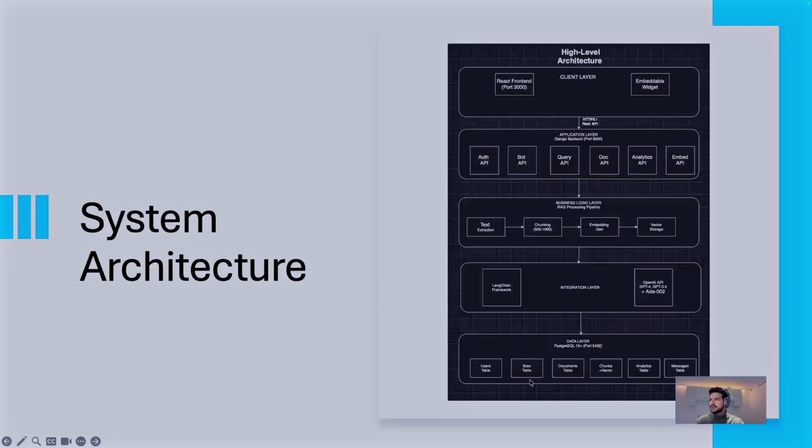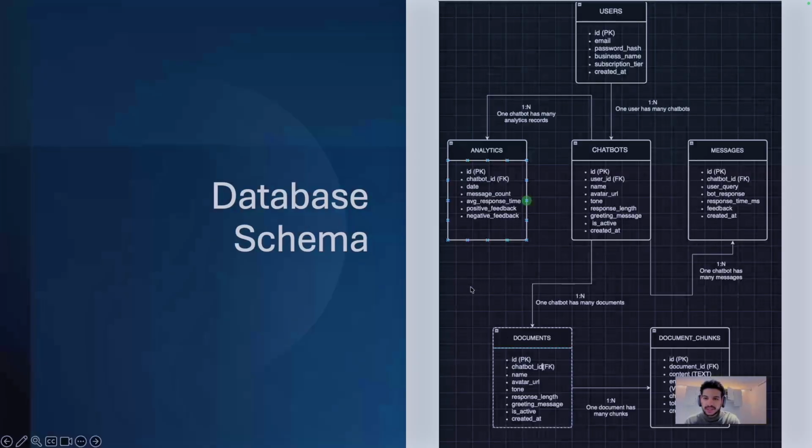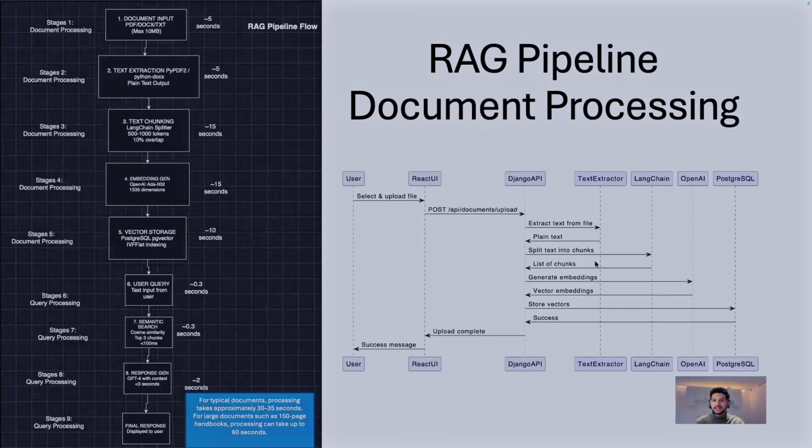Then I have the user table, bots table, document table, chunks vector for the documents, analytics table, and message table. Here you can see the database diagram, where at the center we have the chatbase. A user can have many chatbases. A chatbase can have many documents. A document can have many chunks. And also a user can check different analytics for different chatbots. Chatbots can have different messages. So it's one-to-many connections.